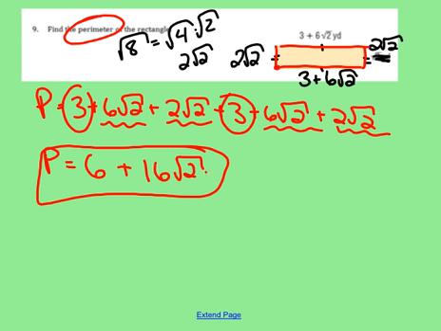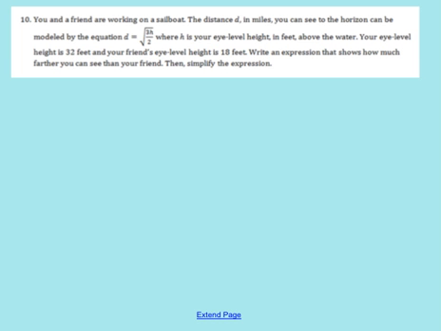Alright? Now the other part of this is yards. So we're starting to get to word problems again. You should have word answers. You and a friend are working on a sailboat. The distance d miles you can see to the horizon can be modeled by the equation distance equals the square root of 3 times h divided by 2, where h is your eye level in feet above the water. Your eye level is 32 feet. So 32. And your friend's eye level, so we got 2 of these to find.